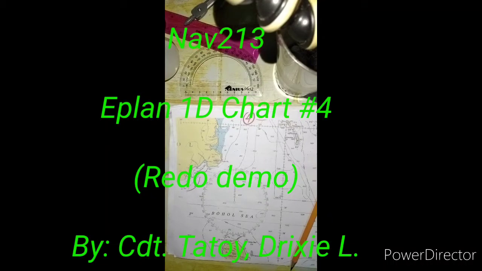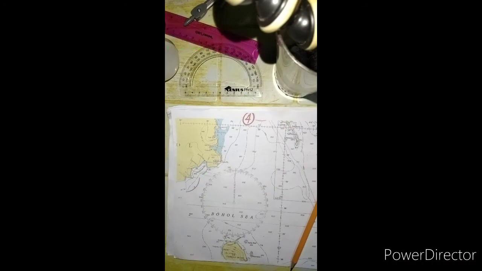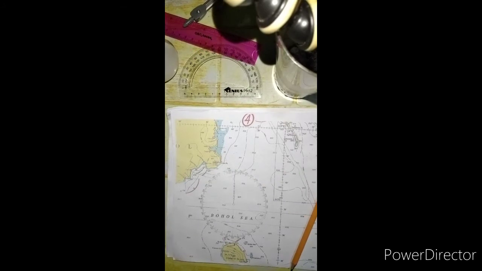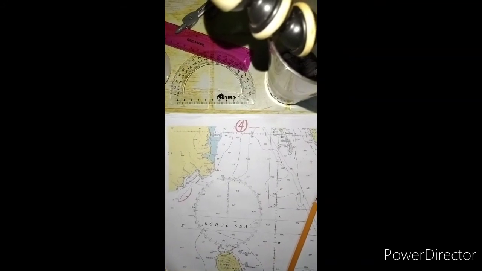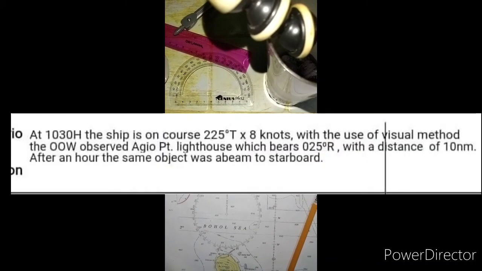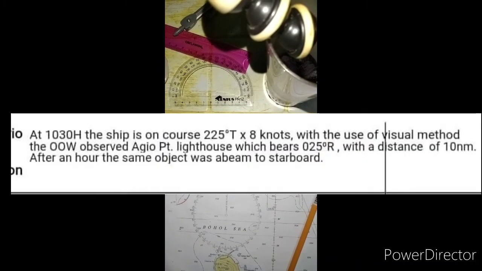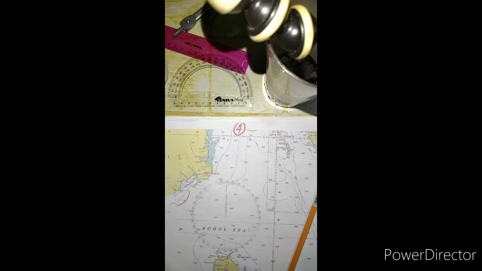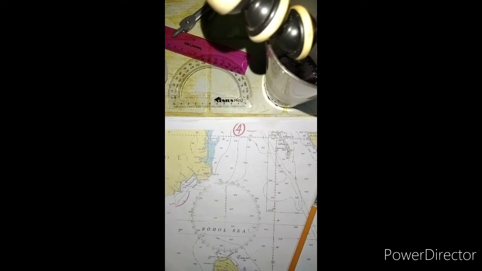This is the return demo of NAV 213 E-Plan 1D, chart number 1. The scenario description: at 10:30 hours, the ship is on course 225 degrees true at 8 knots, using the visual method. The OOW observed Aggie Point Lighthouse bearing 025 degrees relative at a distance of 10 nautical miles. After an hour, the same object was abeam to starboard.